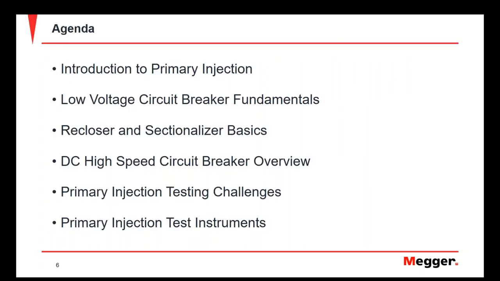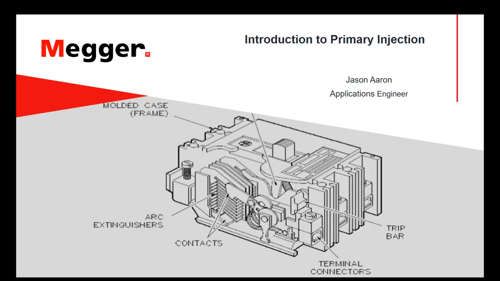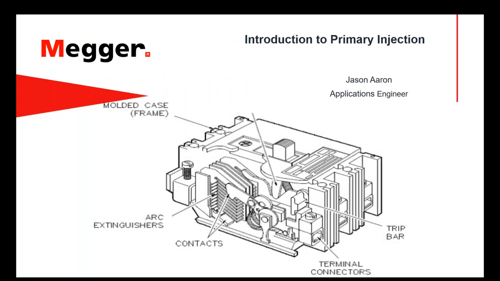So our agenda today: first we're going to jump into an introduction to primary injection testing, and then we're going to take a look at some fundamentals for low voltage circuit breakers, followed by reclosers and sectionalizer basics. Then we're going to take a look at some DC high-speed circuit breaker information, and then we're going to talk about the challenges for primary injection testing, and then finally take a look at some of the instruments that we're going to use while we're performing those tests. So now let's go ahead and dive into our primary injection section of our presentation.